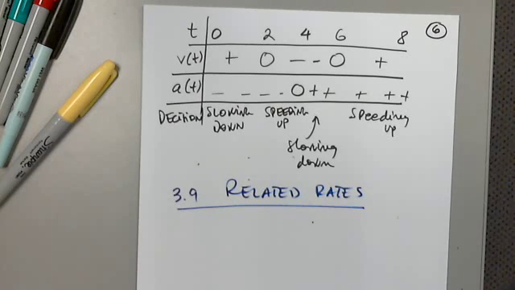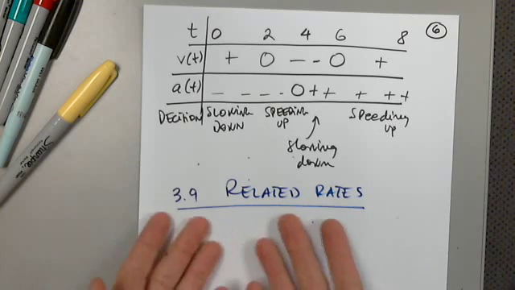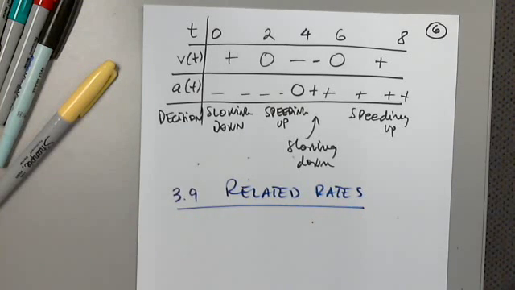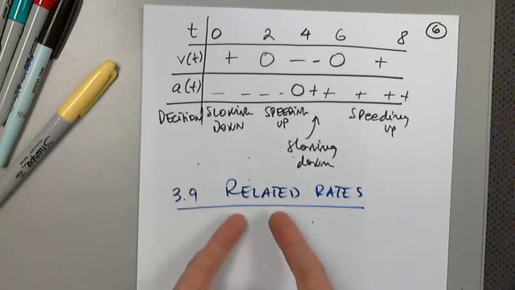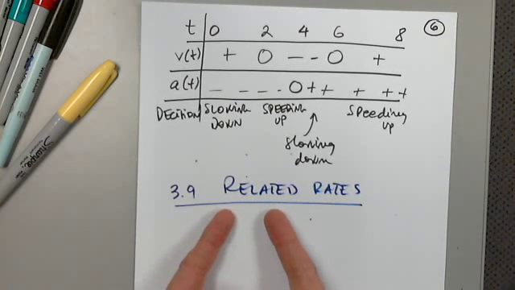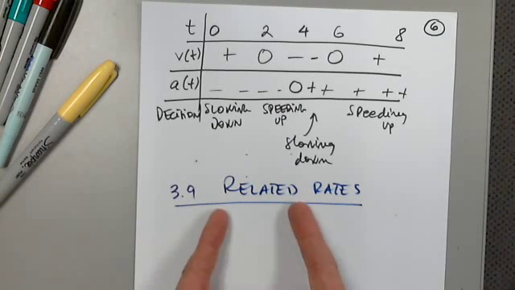I'm not saying that one is double the other or one third of the other. I'm just saying because they happen at the same time, they are somehow related. And that's what we mean, related rates. Functions that change at the same time, not with the same rate, but they change at the same time. That's why we say they are related. Their changes are related.